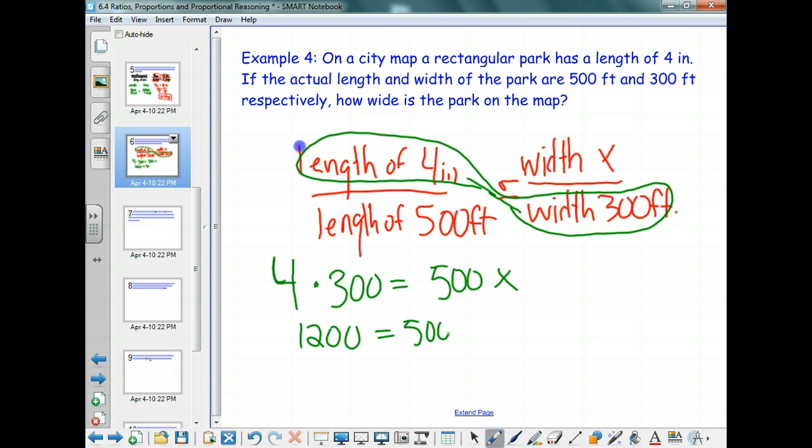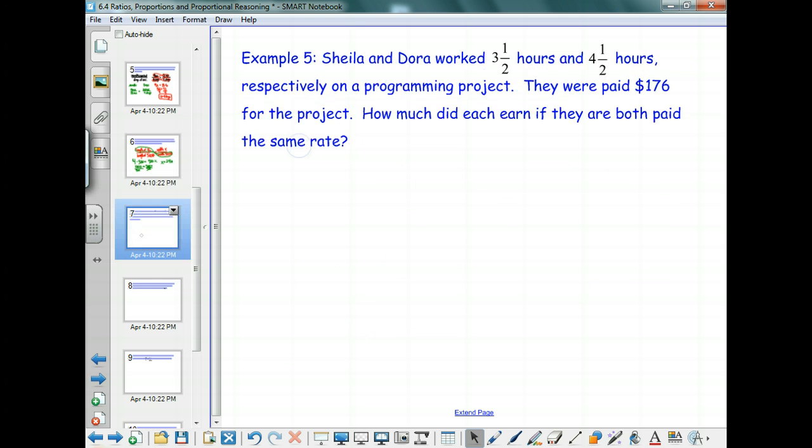What's your next step? Divide by 500. Somebody's going to either do it in her head or on her calculator or whatever, so she's not going to hurt. What does she get? Okay, 2.4. So x equals 2.4 inches. And do we need the word inches? Yes, we do. Either the word or the abbreviation. Thank you. That wasn't scary, was it? No, it was fine. Not bad at all. Okay, that one makes sense?